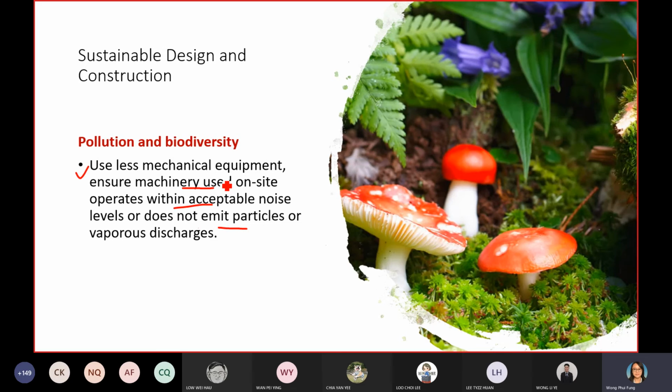Choose a method, especially for the piling. We know that piling is very noisy. If the site is near a hospital or near a school and you start to do the piling, it will affect the operation of the hospital and also the kids, the students, in their studying. So that's why try to use a less noisy process in terms of the piling selection and also in terms of the equipment selection. Okay.